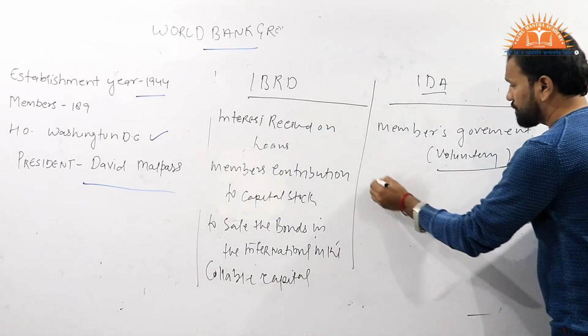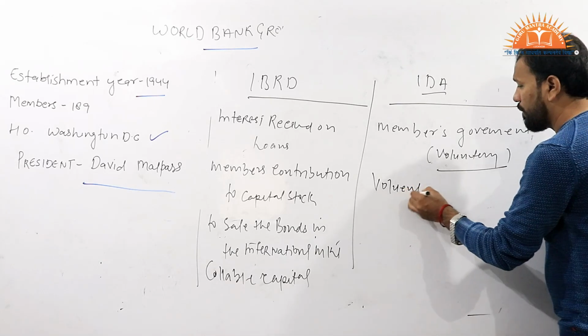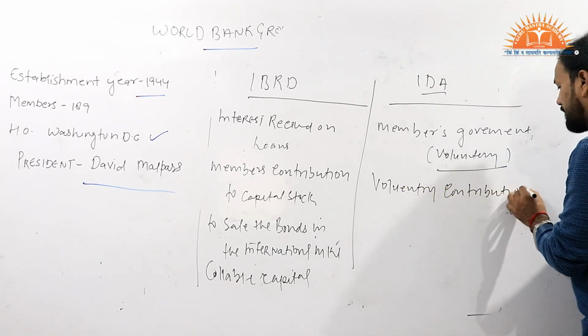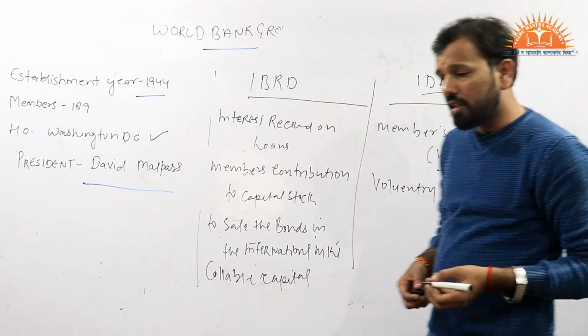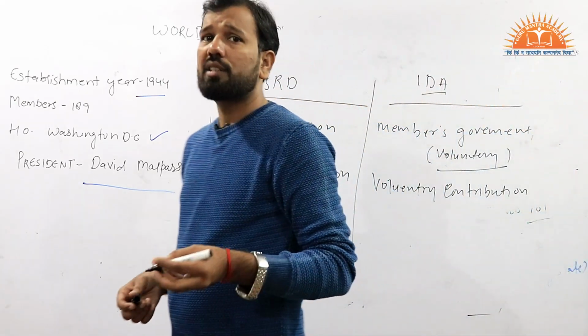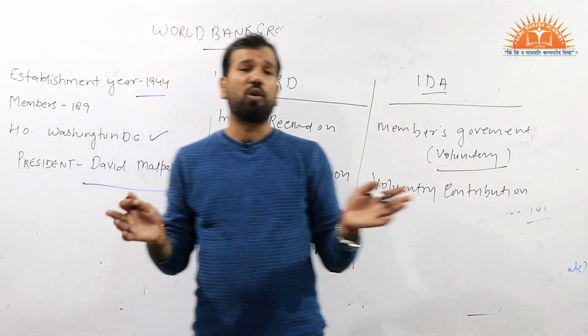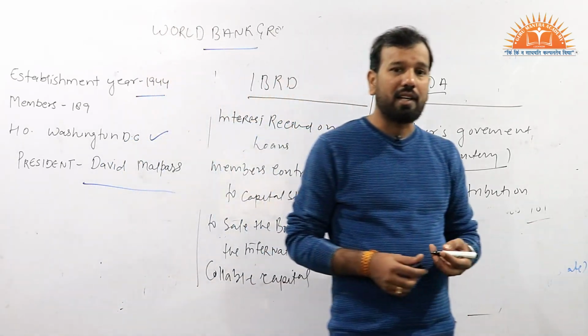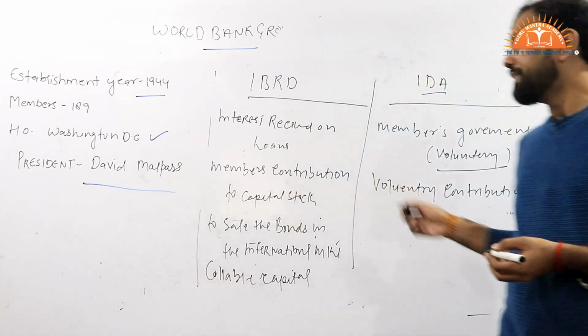Second is the voluntary contribution. Here we are talking about the voluntary contribution. It means any corporates or any multinational corporation that wants to donate some money, other than CSR activities, can keep their money with the IDA.